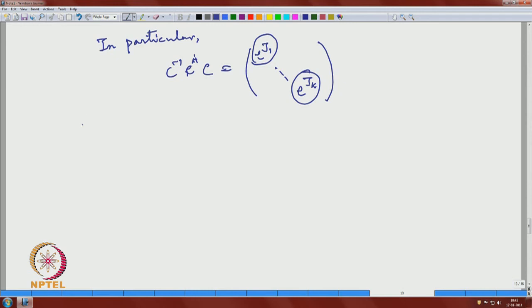So, let lambda be real and J be equal to... So, I take one of the blocks. This is a square matrix of some order.